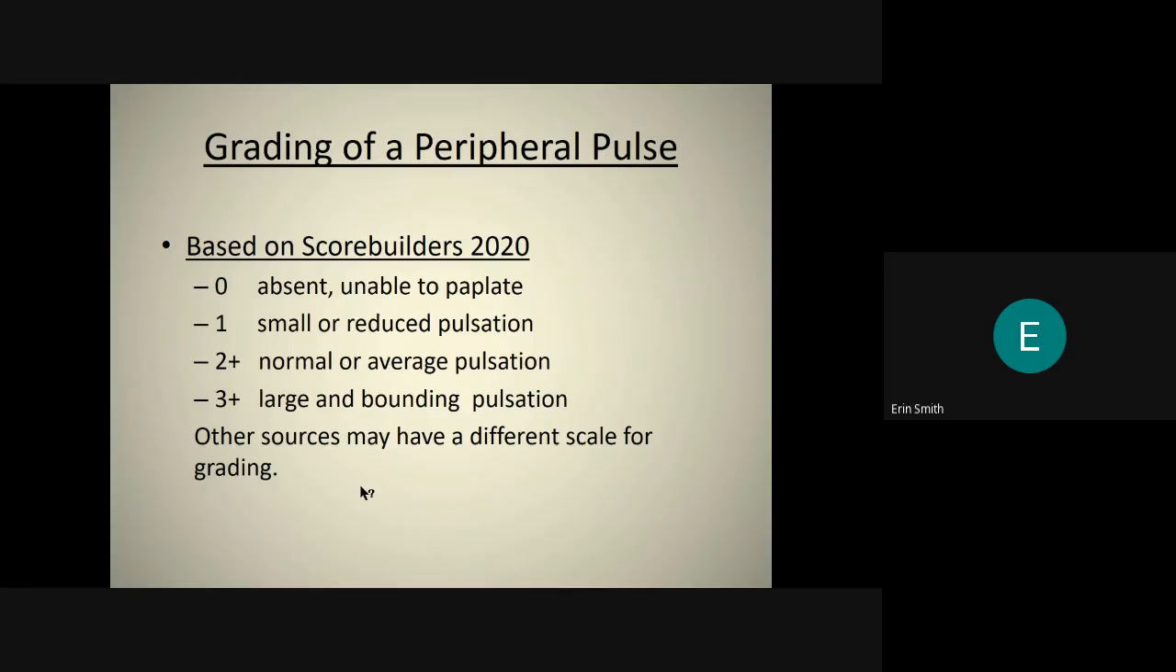I think we have all probably felt that on ourselves at times, maybe before competency, maybe before your final lab practical. I think you guys are probably all at that 3+ range. Like I said, other sources will have different scales. But again, the scale is based on how easy it is, or the intensity of what you're feeling, not necessarily the rate, but the intensity of you being able to palpate the pulse.